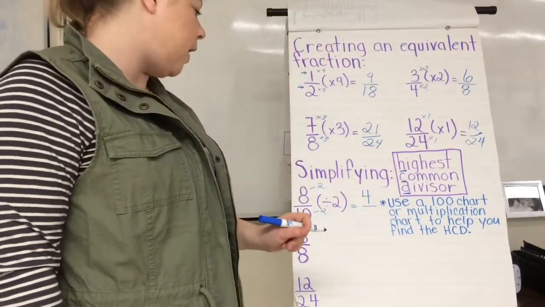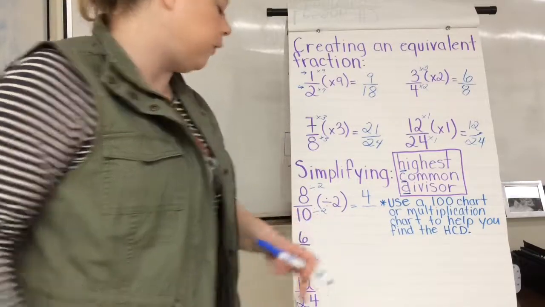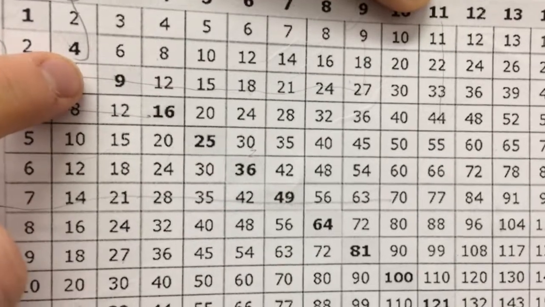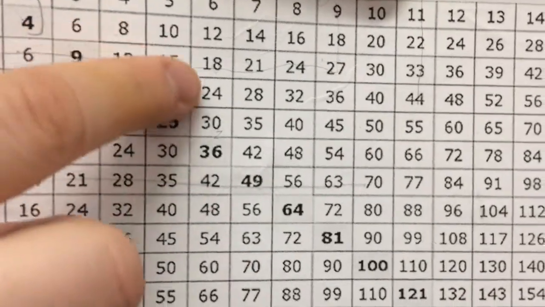And then the next one, how many times can 2 go into 10? Well, let's take a look. 1, 2, 3, 4, 5.